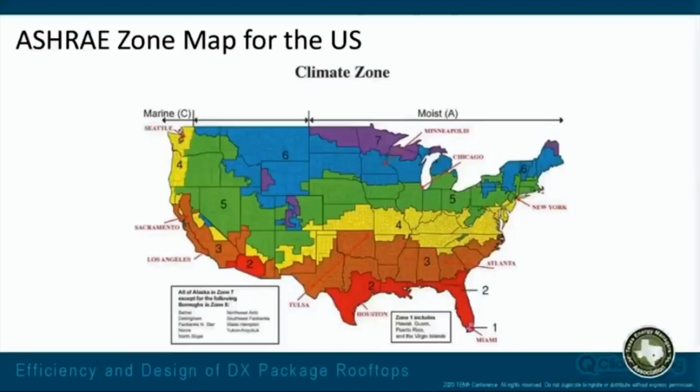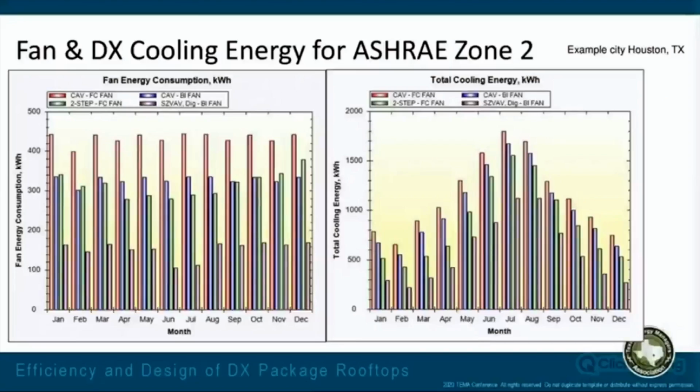Now, I wanted to look at an ASHRAE zone map, and you can see the state of Texas is a lot in 3, quite a bit of 2, and then a little bit of 4 up there in the panhandle. So what happens with different climate zones? We looked at ASHRAE zone 3 already with DFW. So I decided to look at an ASHRAE zone 2, and we look at Houston, Texas. And we've got our fan energy and our total energy there.